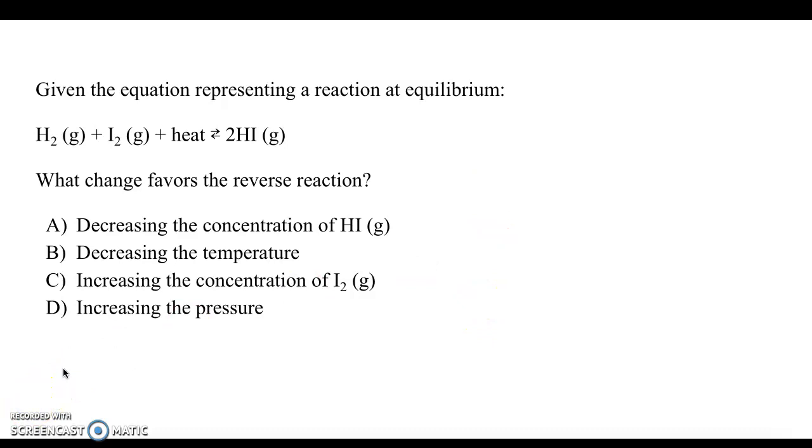I'm going to go through each option here, but starting with A, decreasing the concentration of HI. If we decrease the concentration of HI, it is going to have to be replenished in the equilibrium, so we're going to see a right shift. This does not favor the reverse reaction, it favors the forward, so it cannot be our answer.